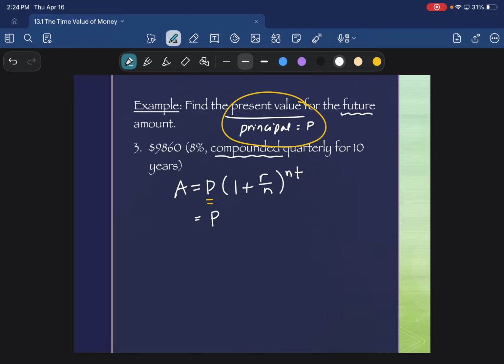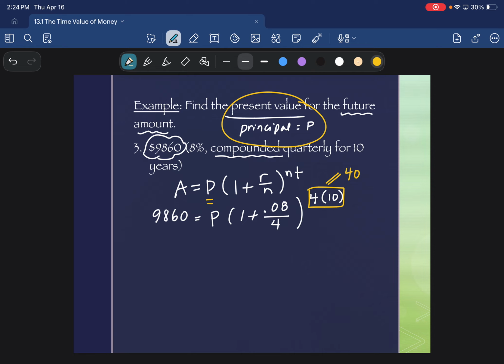So it says future amount, that's this amount right here. So the 9860 is going to be in for A. I have 1 plus. What is my R value in this problem? 0.08. Yep, 0.08. What is N? 4, because it's quarterly. And there's a 4 in the exponent as well. Time T is 10. Okay, what is the first suggestion I have? Multiply that exponent. Yep. I would not leave this as 4 times 10. I would rewrite it and think about it as the number 40.